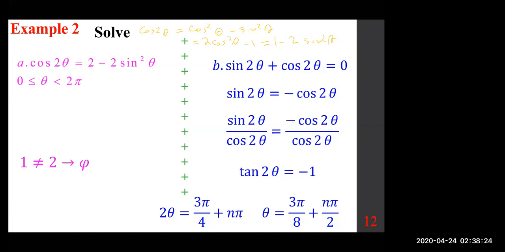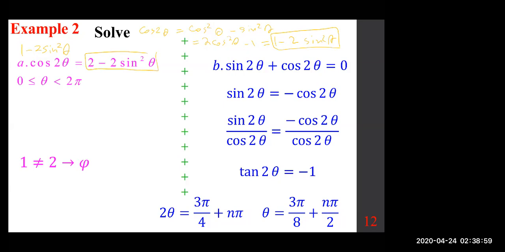Now, which one are we going to use? Look at the right side. The right side is all sine, right? It involves sines, so you change the cosine 2 theta to something that involves sines. Do you follow what I'm saying, class? So I'm going to replace cosine 2 theta with 1 minus 2 sine squared theta. Does that make sense?